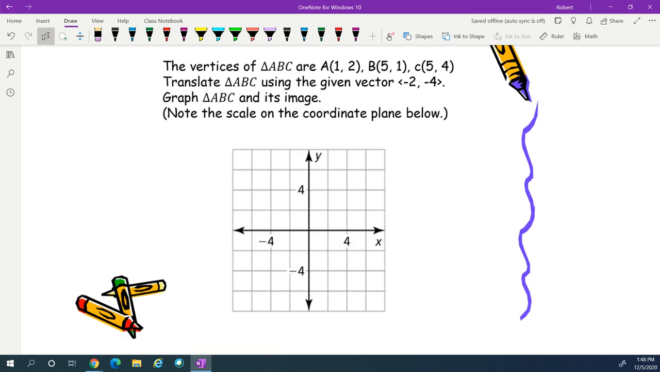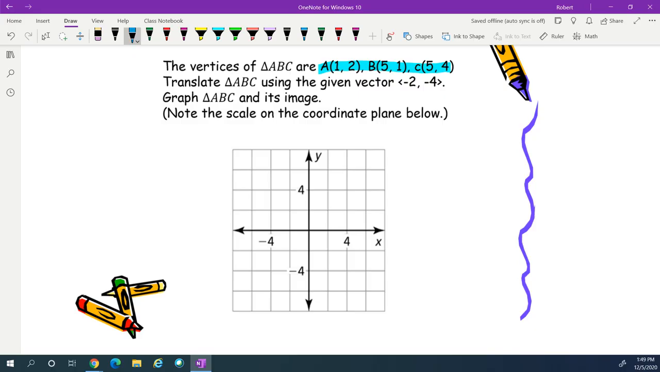In this question, we're asked to apply a translation to a triangle, and we are given the vector. So we should always graph the original. In fact, it says graph the triangle and its image, so we're going to have two triangles. And it tells us to be careful of the scale on the coordinate plane. So if you look at this coordinate plane, it's counting by 2s. We do have to be very careful here. So let's graph our original and see where we end up.